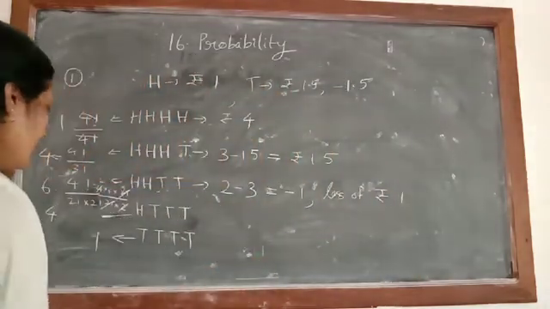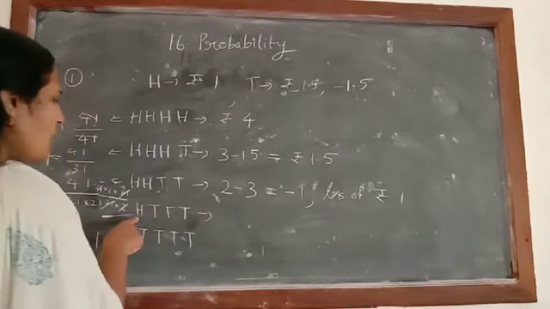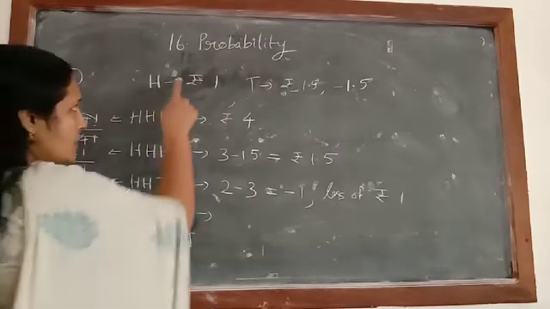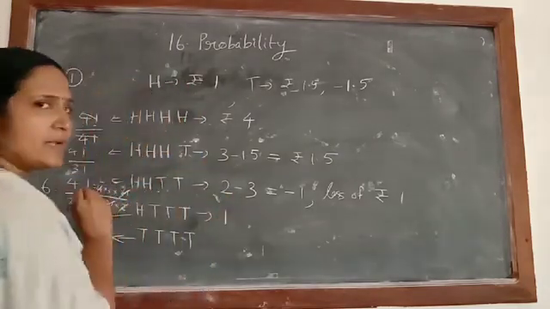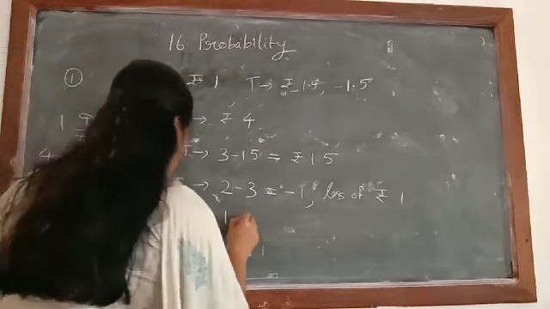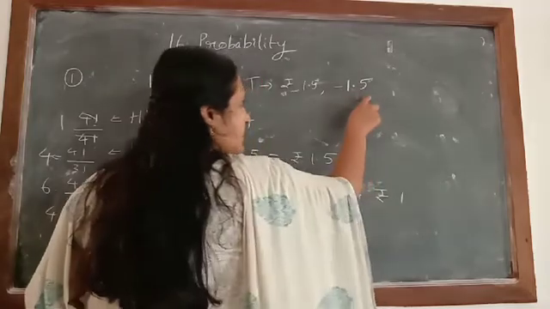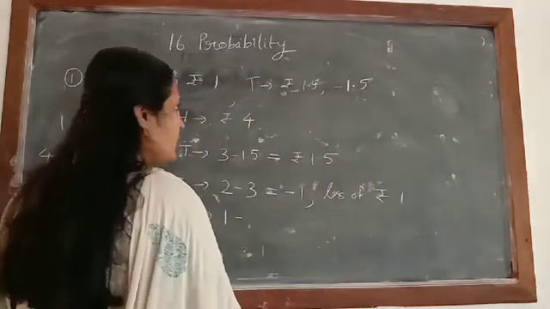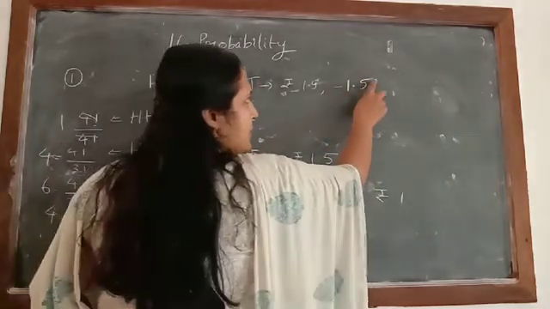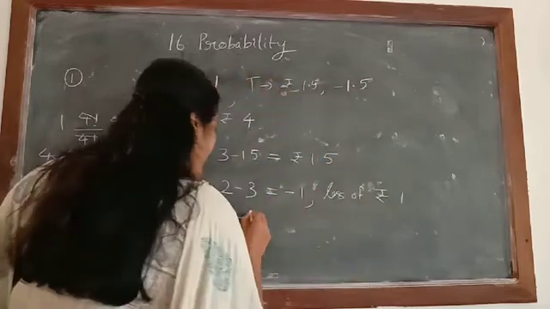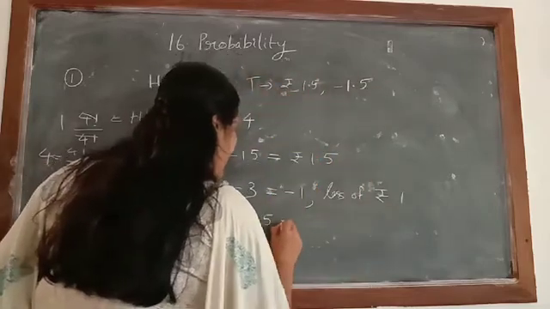Now the next case, when we have one head and three tails. For one head we have the prize money ₹1, and for one tail what is the prize money? Minus 1.5. So for 3 tails it will be minus 1.5 into 3, so we will get minus 4.5.